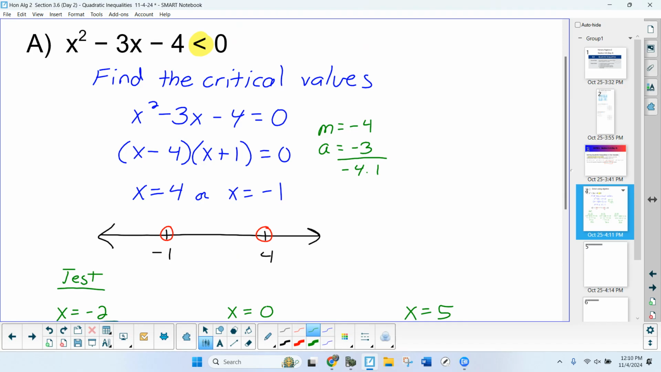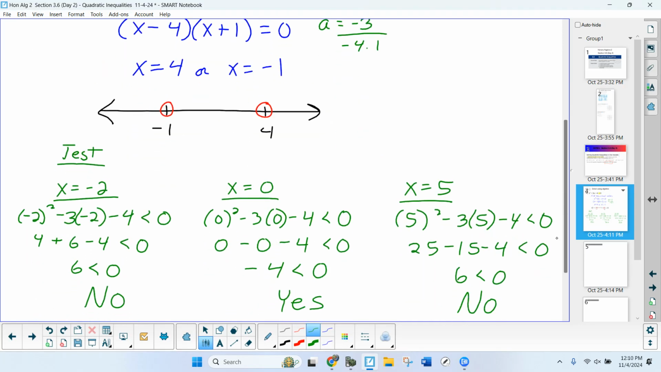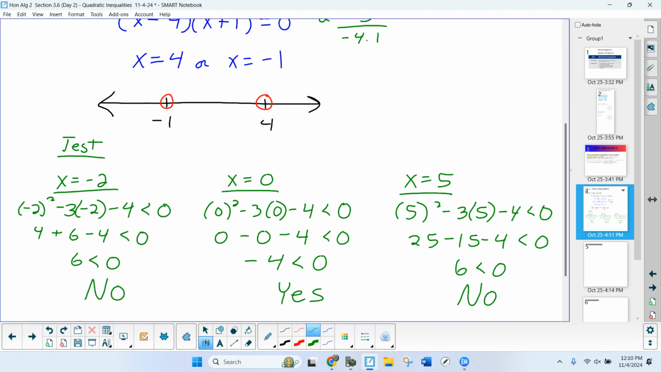So on the test, if you make an error on your critical values and you don't actually test all of your critical values, and you say, oh, the first one's no, that means no, yes, no, but you actually had an error here, I take off a lot of points, because this is a place where you can check. Okay, so check them. No, yes, no, that's good.